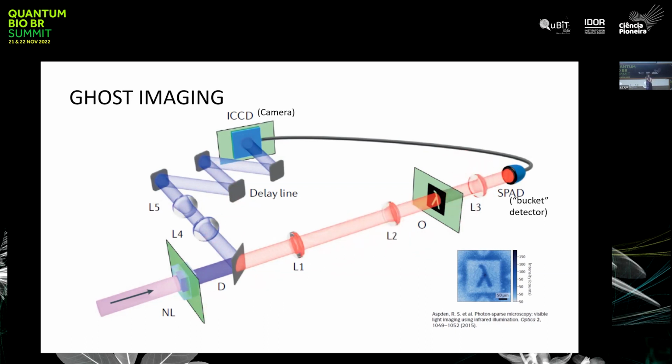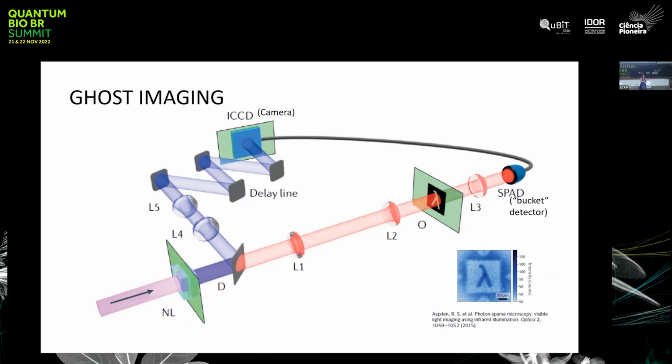And then after going through the sample, it goes through what we call a bucket detector, which is basically a detector that just collects photons. It has no spatial properties at all. It just knows, you know, I've got 10,000 photons per second or whatever. So it just gives me a counting of all that light, the intensity, if you like.